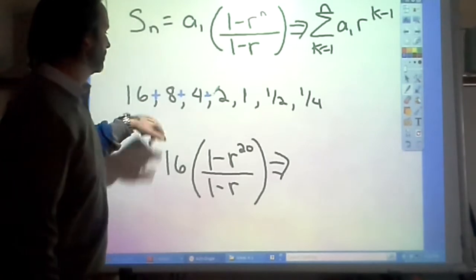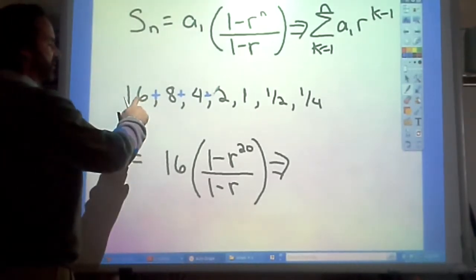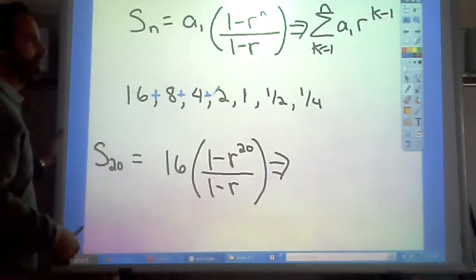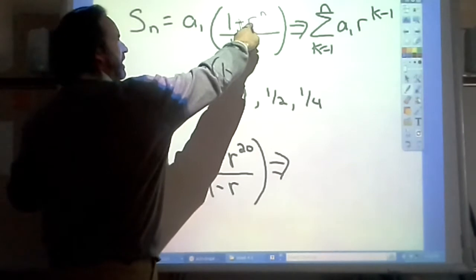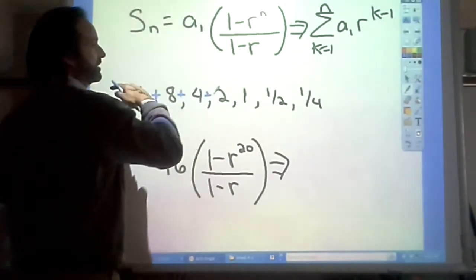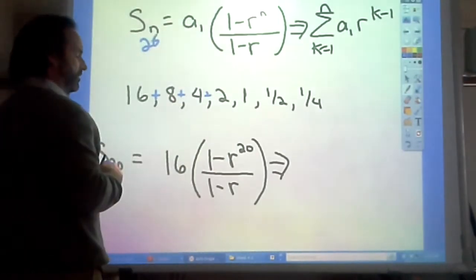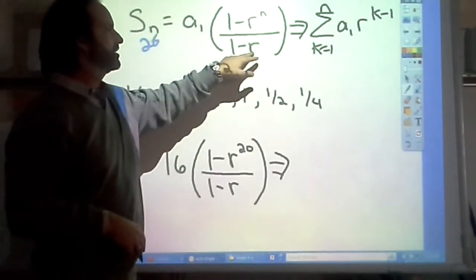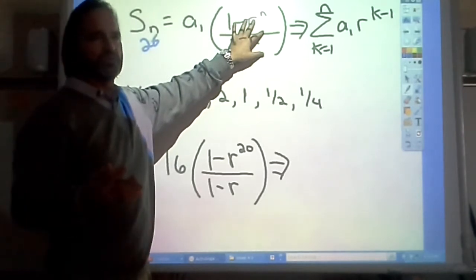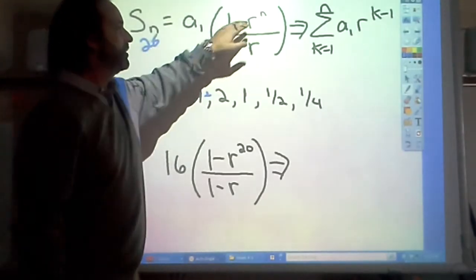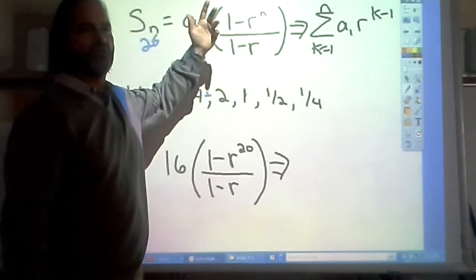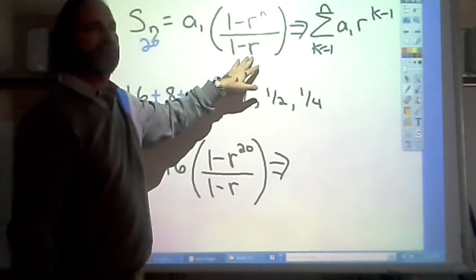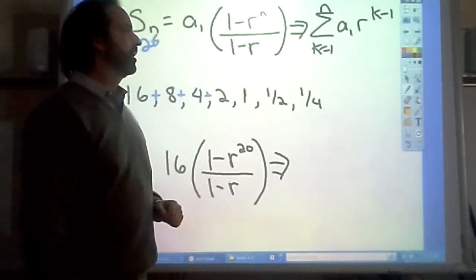So in this case, my ratio is 1/2. 8 over 16 is 1/2. 4 over 8 is 1/2. 1 over 2 is 1/2. So I'll basically have 1 minus 1/2 to the n power. If you wanted the first 20 terms, you plug in 20, okay? Over 1 minus r. Now notice, these are usually going to be negative numbers, except this time, because it's a fraction. But if your ratio is 4, 1 minus 4 to the 19th power, you'll have a negative number on top of a negative number. It'll be positive, okay?